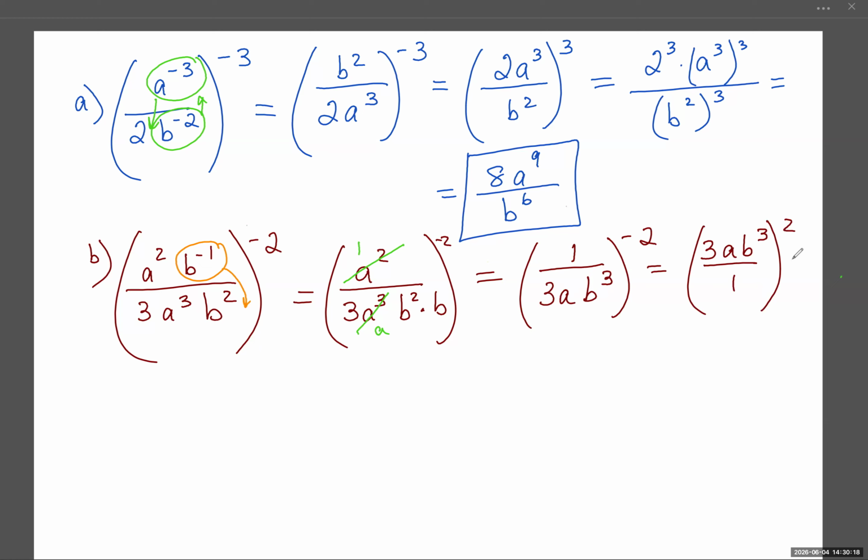Now all of that is just squared. And then you apply the square to everything inside the parentheses. So this is 3 squared, a squared, b to the third squared. Since the denominator is just 1, 1 squared is still 1, so I don't have to worry about it. 3 squared is 9, a squared, and then b is to the power 3 times 2, which is 6.